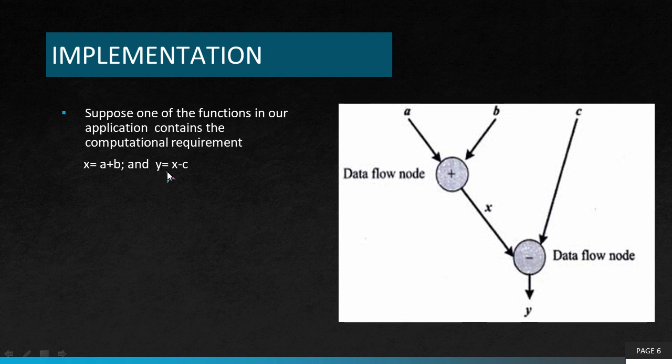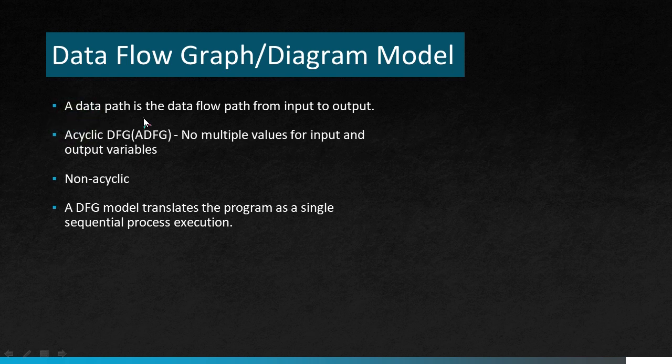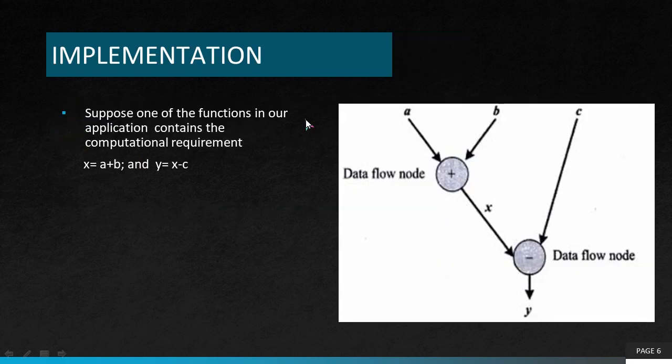Then the second one is y equal to x minus c. So c is the input, and from the first step we get the output x, which is given as the input to the second step. So x minus c gives y. So this is the representation, or the DFG model, for this particular function. A data path is the data flow path from input to output. So here we can see this is the input and this is the output. This path from input to output is known as the data path.